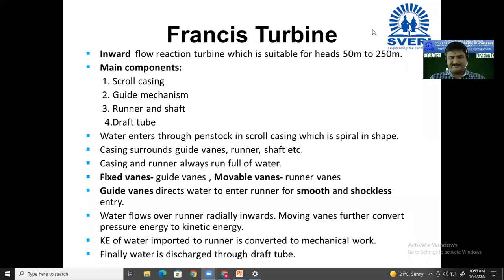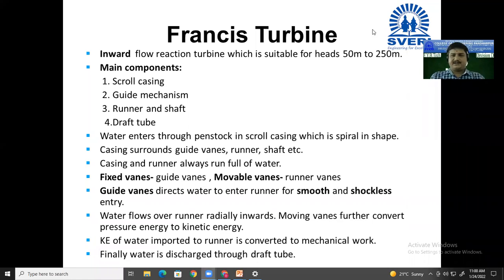Have you written all the points related to the Francis turbine? Yes, sir. Have you drawn the diagram? Yes, sir. How the Francis turbine works, is it clear to you? Yes, sir. How the Francis turbine has a totally reversed mechanism compared to the centrifugal pump, is it clear to you? Yes, sir.